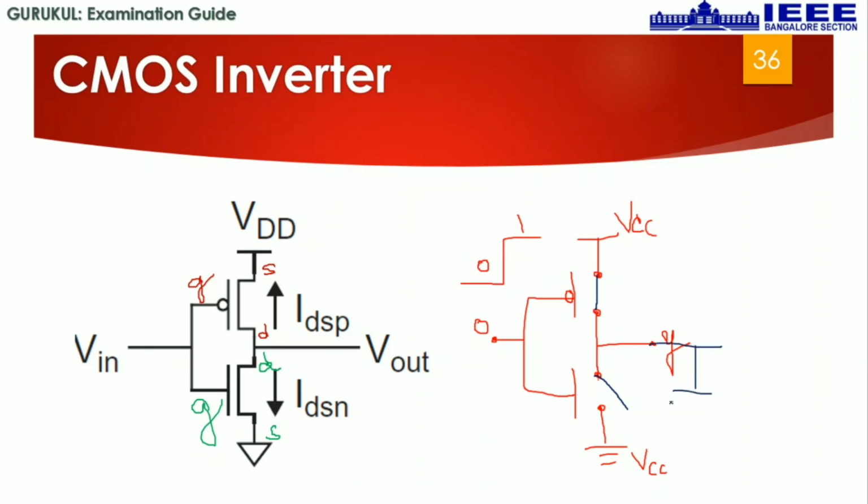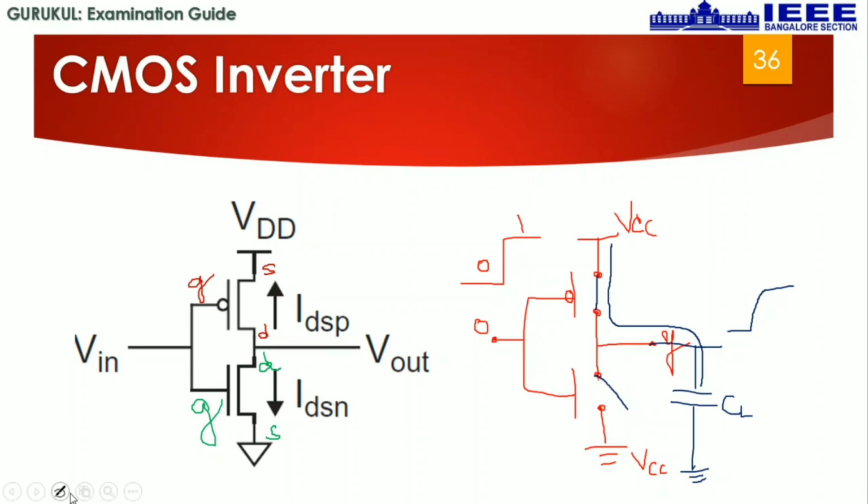Now look at this Y where it is connected. Let me take a capacitor here which is CL, the load capacitor. Where is this load capacitor connected to? It finds a path towards VCC. VCC helps the load capacitor to charge. It means that the output will be charged to 1. Understood?